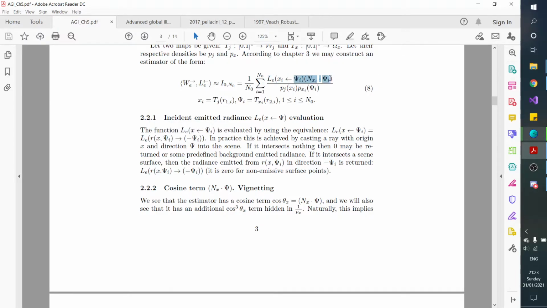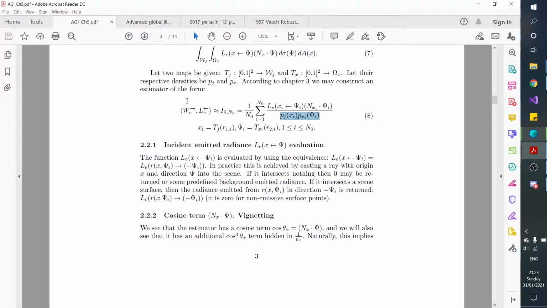The cosine term is fairly obvious. At the point you care about, you check the normal, you multiply by the direction that you picked, you dot the two, so that's a dot product. The two are unit length, so you get the cosine, and we will see what the densities look like a little later.